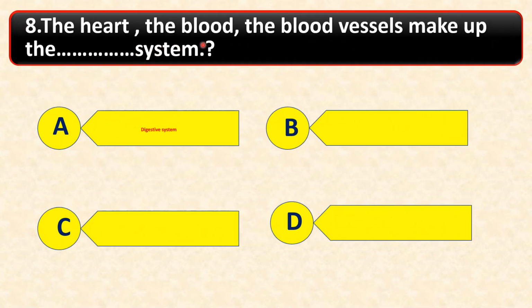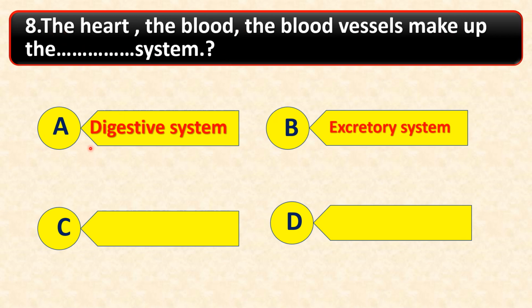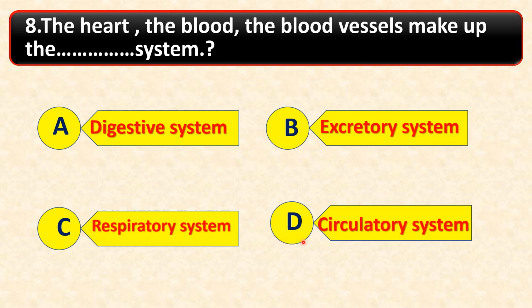The heart, the blood vessels make up the dash system. Option A digestive system, option B excretory system, option C respiratory system, and option D circulatory system. The correct answer is option D, circulatory system. The heart, the blood vessels make up the circulatory system.